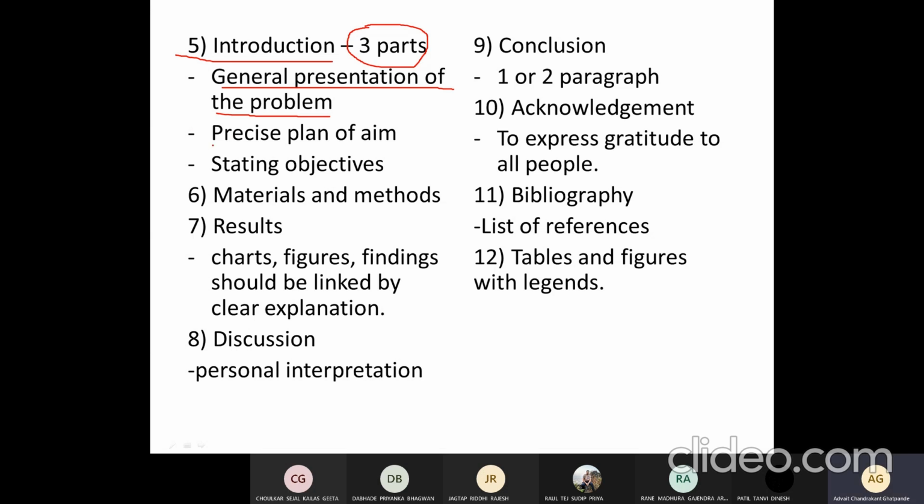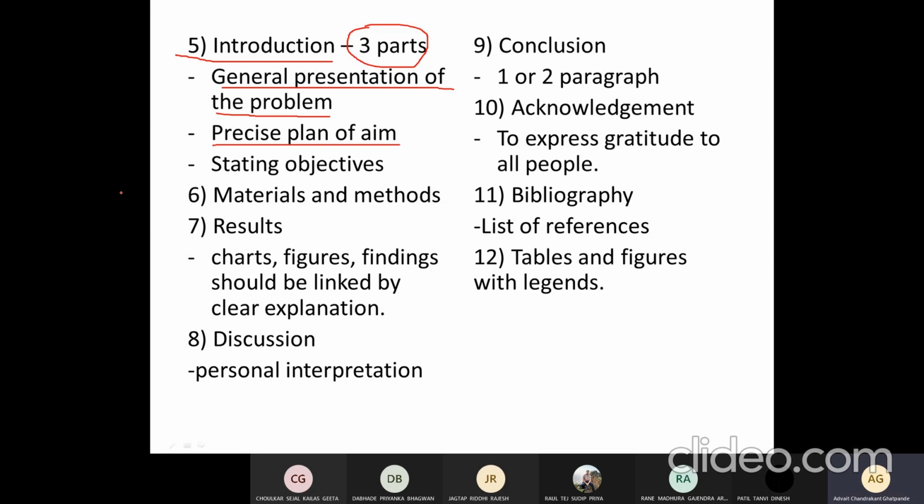Then the second part is precise plan of aim. काय तुम्हाला साध्य करायचंय आणि कशा पद्धतीने तुम्ही ते साध्य करणार आहात. Okay, that should be given in precise plan of aim.